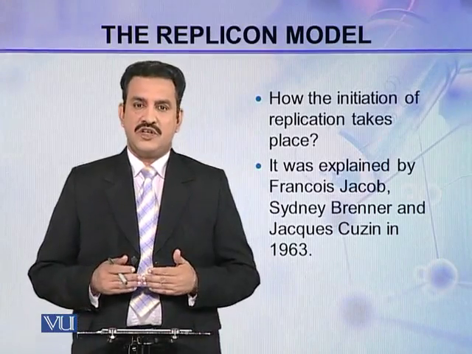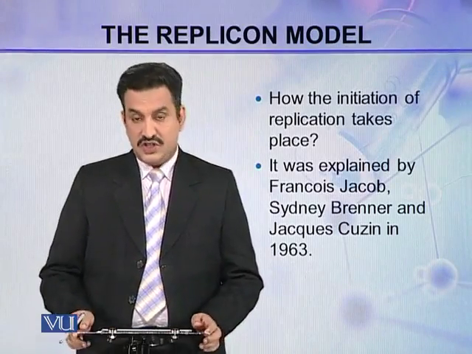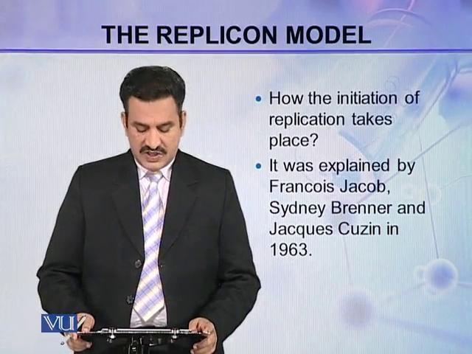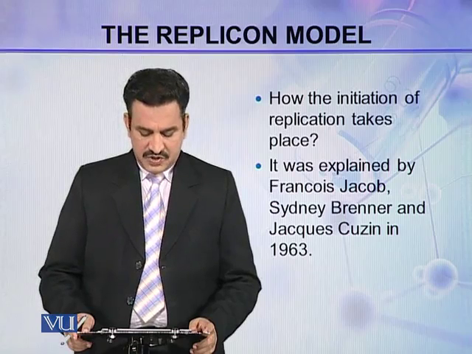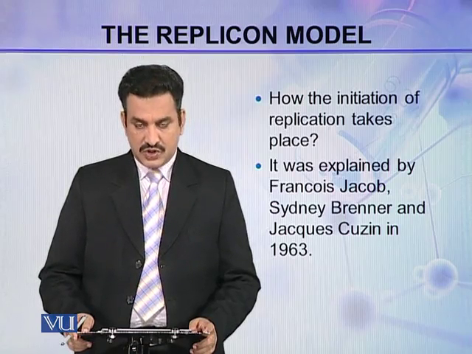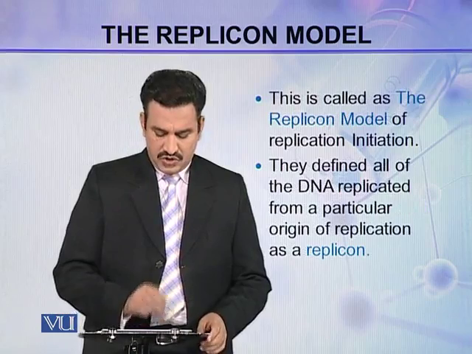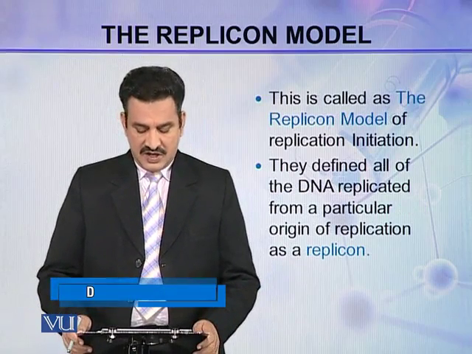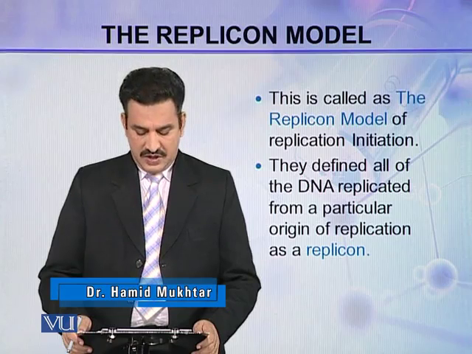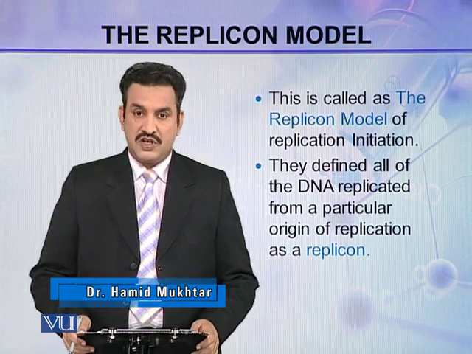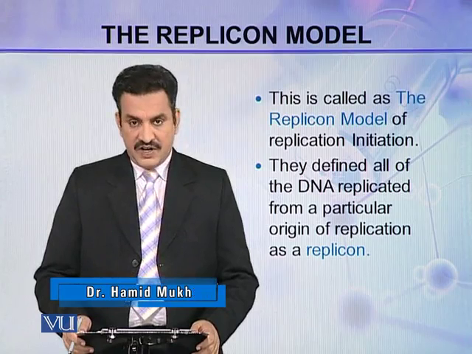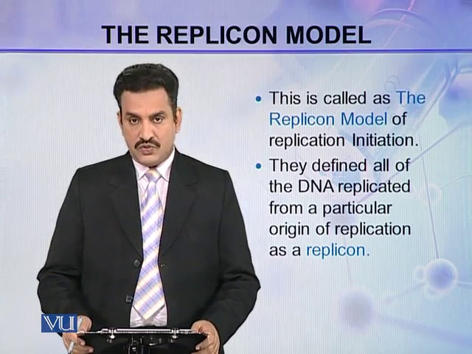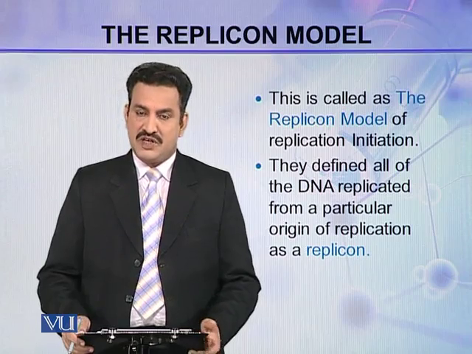So the next question arises, how the initiation of replication takes place. It was explained by Francois Jacob, Sydney Brenner and Jacques Monod in 1963. The model they proposed is called the replicon model of replication initiation. They defined all of the DNA replicated from a particular origin of replication as a replicon.